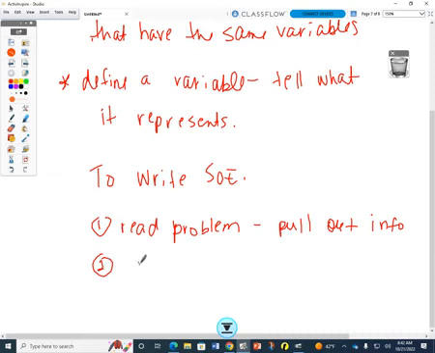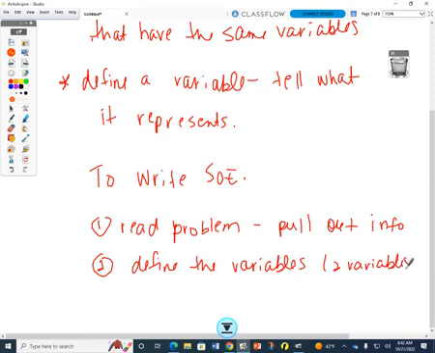Then we're going to define our variables. And there are going to be two. I'm going to use x and y most of the time, but you can use descriptive ones if you like. In other words, if we're talking about corn, use a C, if we're talking about ham, use an H, or something like that.